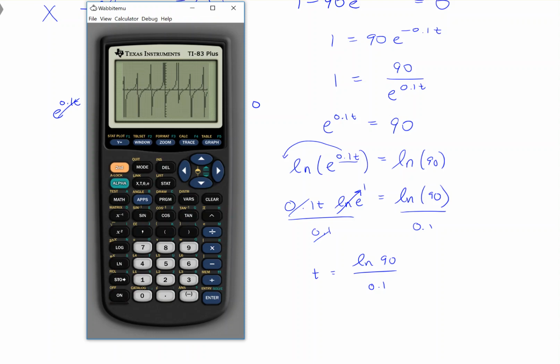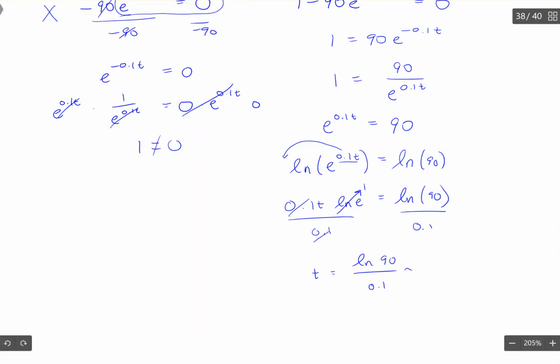which I don't particularly know my natural log tables in my head, so I'll get the calculator out, and natural log 90 divided by 0.1 gives me 44.998. So approximately 44.998. And we can be pretty confident of that solution because looking at the graph, we saw that it was supposed to be just about at 45, and that's pretty close to 45. So I think we've gotten the correct answer here.